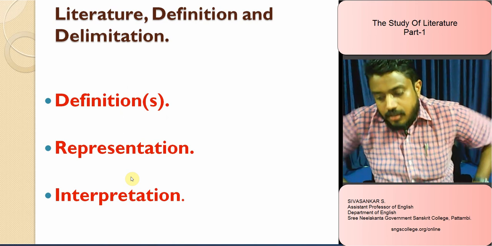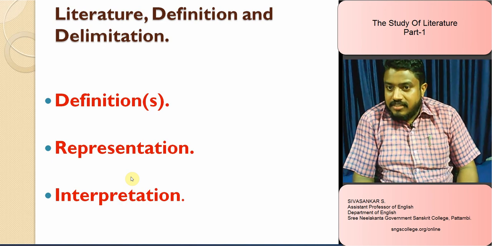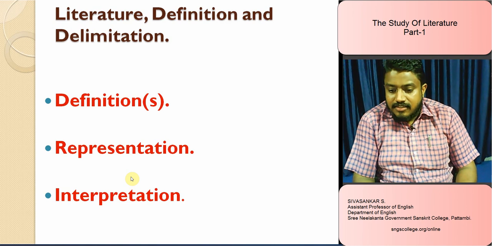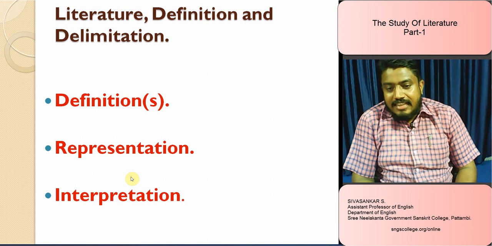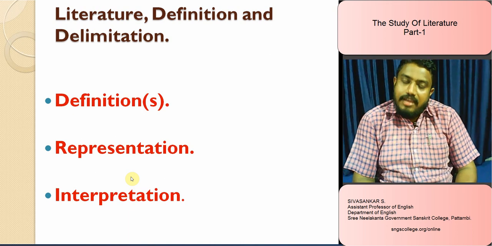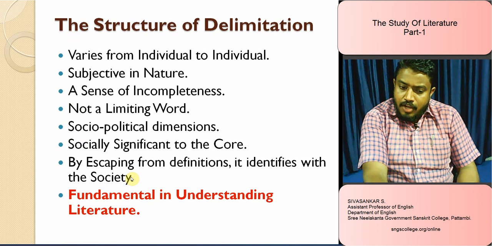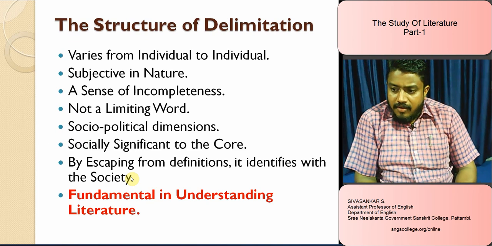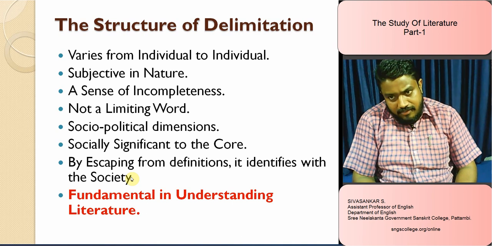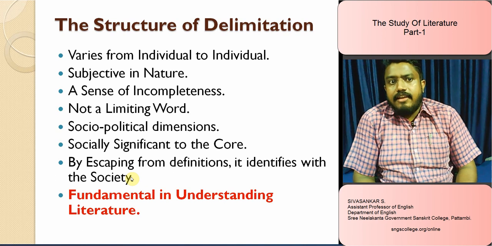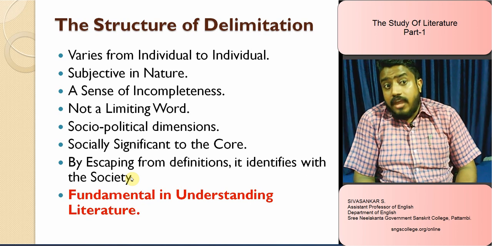In the attempts made in defining literature, its representation and its interpretation, a sense of incompleteness does prevail. This sense of incompleteness can be taken as a kind of delimitation when we look into literature. But as we proceed further, we realize that this delimitation itself, or this confusion that is inborn in defining literature itself, is the driving force of literature that has been helping literature to develop through the ages.